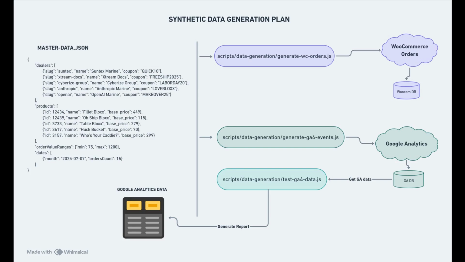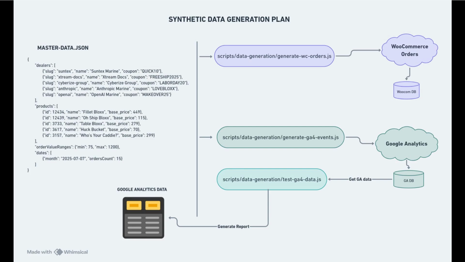First, generate wcorders.js reads our master data and creates realistic WooCommerce orders in the Woocom DB. Second, generate GA4 events.js takes that same master data and creates corresponding Google Analytics events, perfectly synced with our order data. But the real game changer was that third script, testGA4data.js. This gave us the data structure we needed to display on our dashboard. This centralized data structure was brilliant. It ensured our WooCommerce order data and Google Analytics event data were perfectly synchronized.